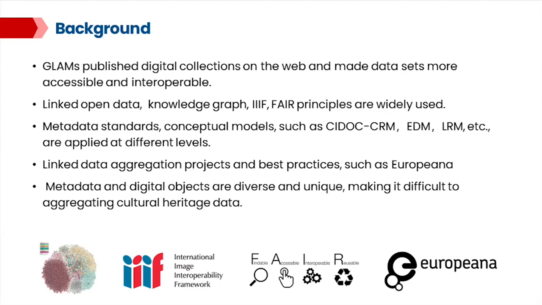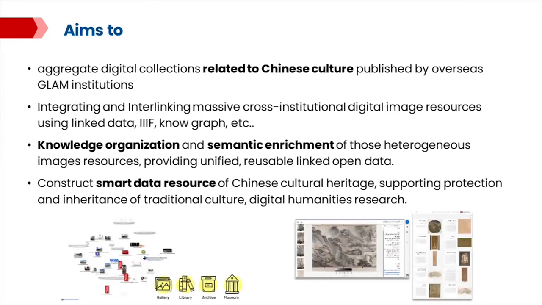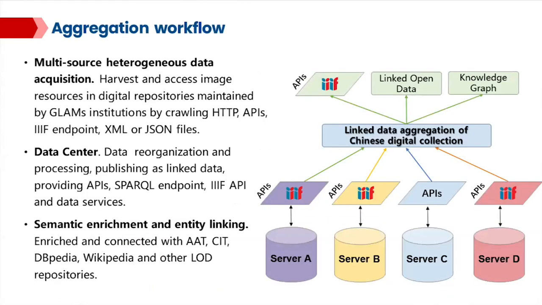But due to the diversity of types and metadata schemas of digital objects, it is difficult to aggregate cultural heritage data. We aim to aggregate digital collections related to Chinese culture published by overseas GLAMs, integrate, reorganize, and semantically enrich those heterogeneous digital resources, providing standard and reusable linked open data. We also aim to construct smart data of Chinese cultural heritage, supporting protection and dissemination of traditional culture.